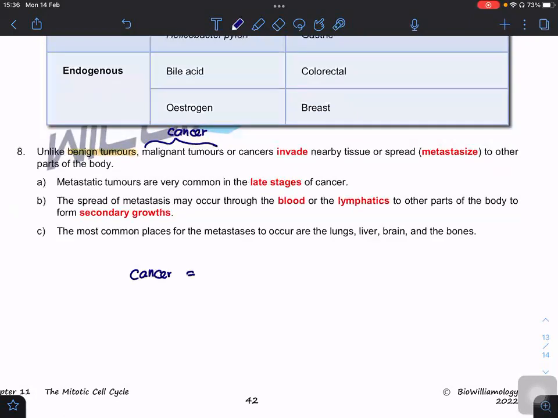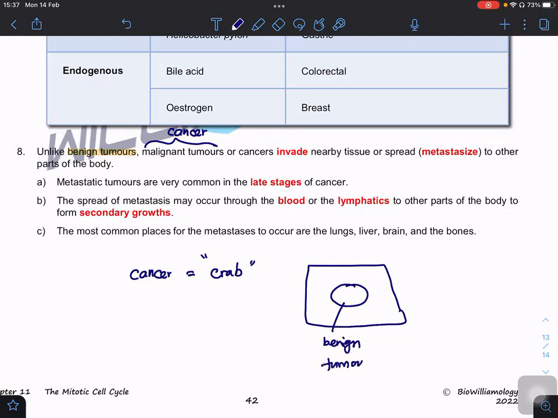The word cancer here, if you know the horoscope, cancer basically means crab. The first person who described this structure described it as cancer because of how the tissue looks. If it is benign, this is a benign tumor. We don't call a benign tumor cancer. When I say benign, it means it's very well defined. You can see a very well defined border, and we can use surgery to remove it.